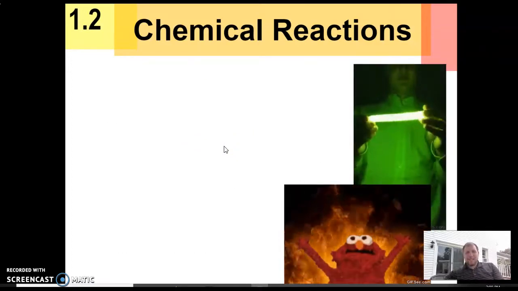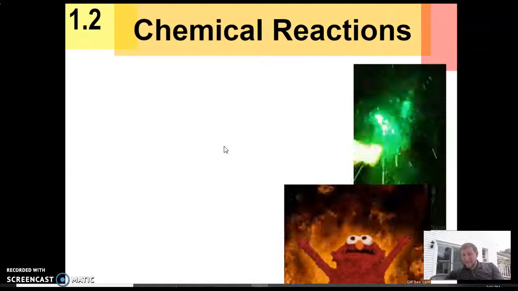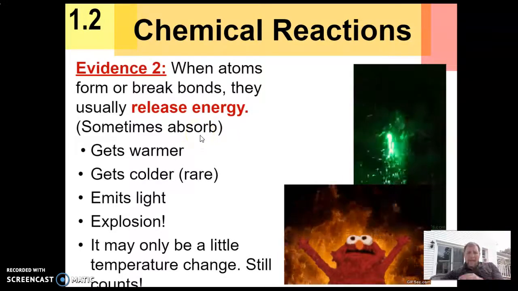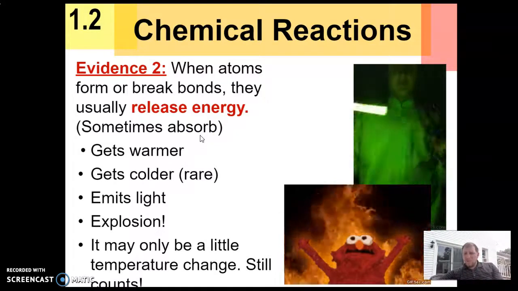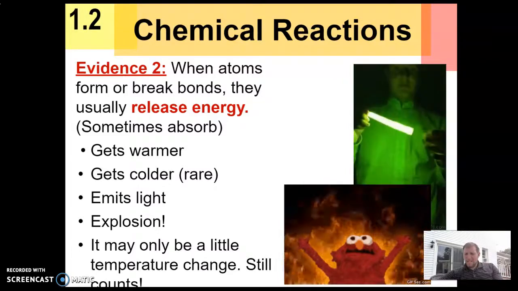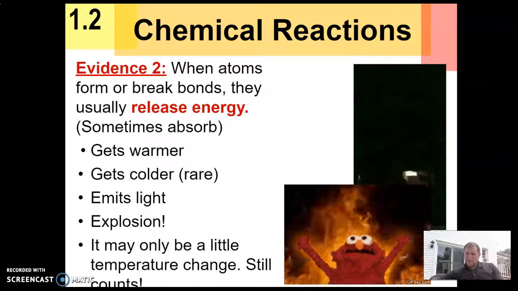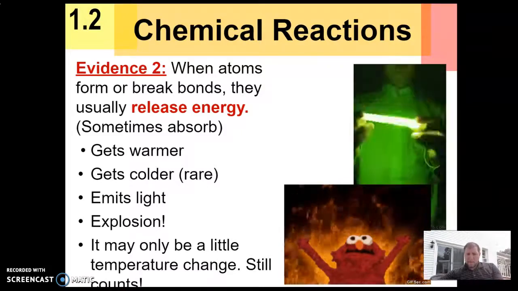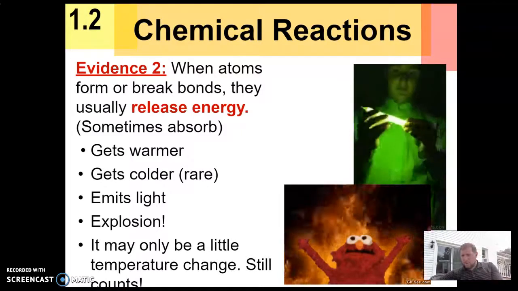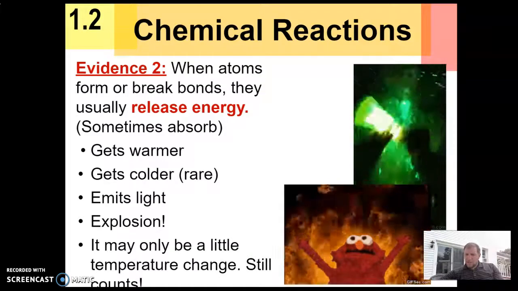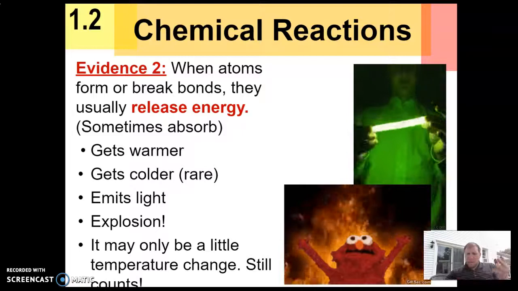All right, so listen, here's the next piece of evidence that chemical reactions have occurred. And that is that when atoms form or break bonds, they usually release energy. Occasionally they absorb energy, but most spontaneous chemical reactions will release energy. They get warmer. Sometimes they'll get colder or absorb heat from the environment. They emit light. Sometimes so much energy will occur that they will explode.